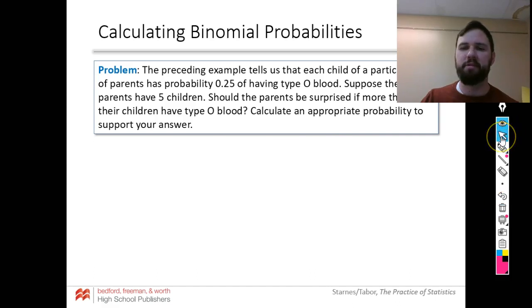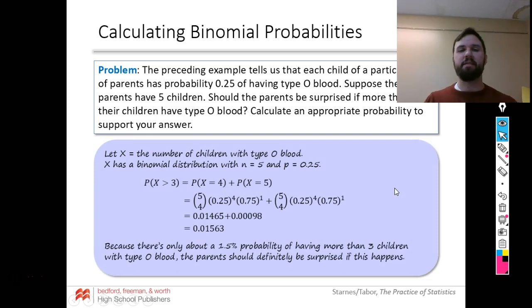Let's see if the book agreed. They did. Oh, that should be 1.6. They round bad. They round no good. Alright.